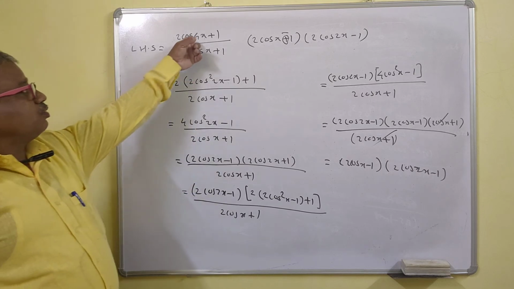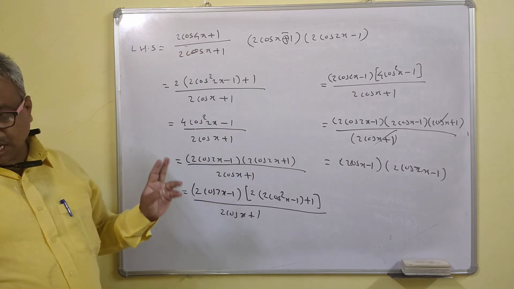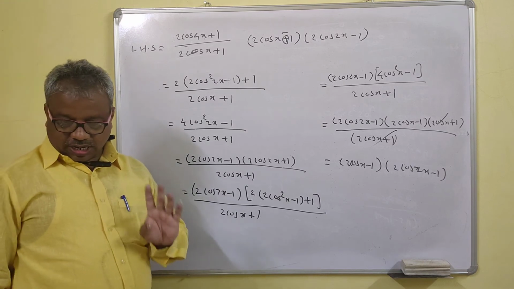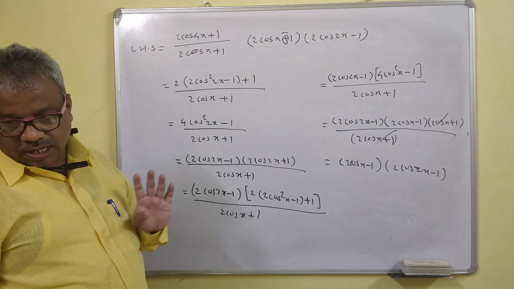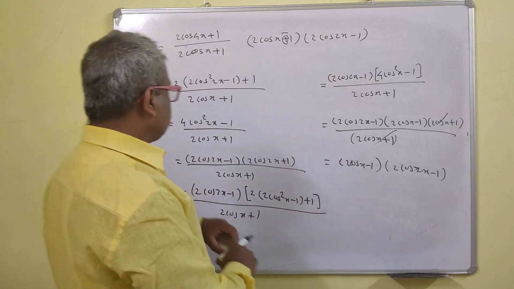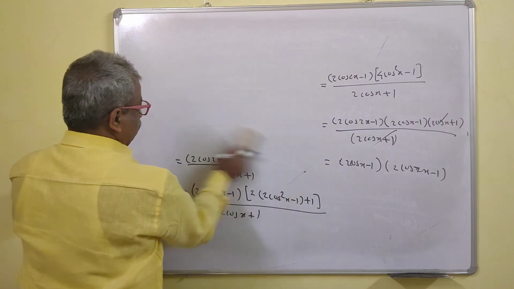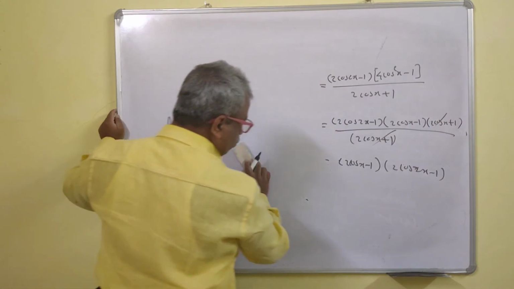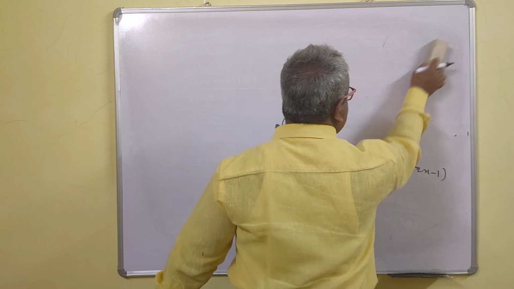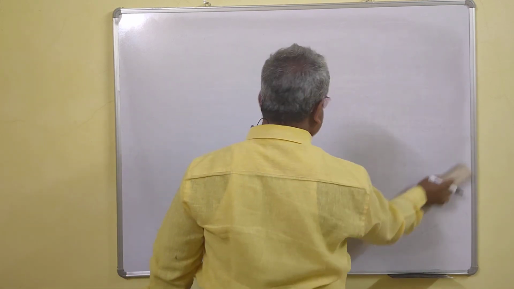See, from cos 4x, this formula is very important. Which formula? The formula for cos 2 theta in terms of only cos. That is the application. So that means only with the help of the formula for cos 2 theta, which is 2 cos square theta minus 1, we have solved this problem.